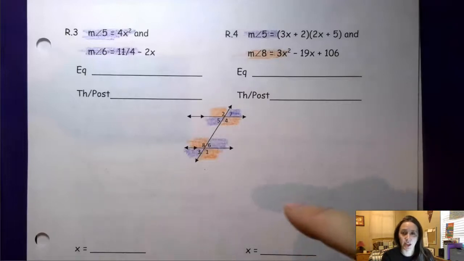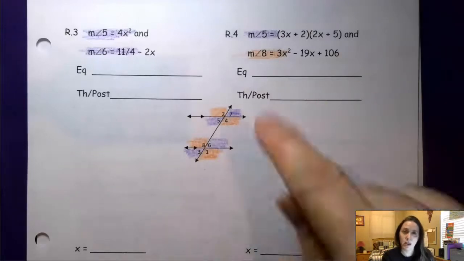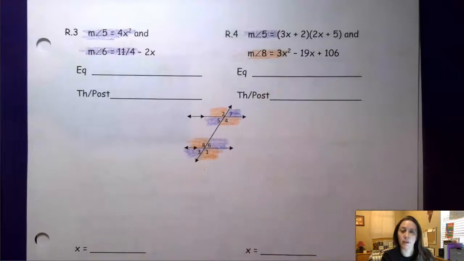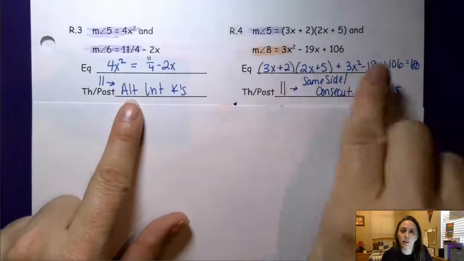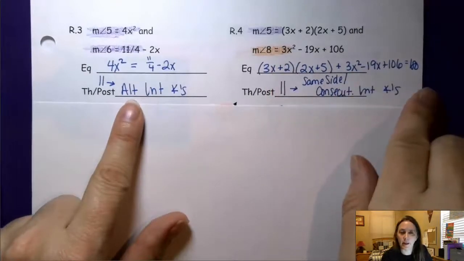Remember, I like to shade them in color code so I know how to set them up. If they're the same color, they are congruent. If they are different colors, they're going to be supplementary. Set up your equations and state the postulate, and I'm going to show you again in just a minute. I'm going to pause. Okay, so remember over here they're equal. Over here they were supplementary, add together to equal 180.